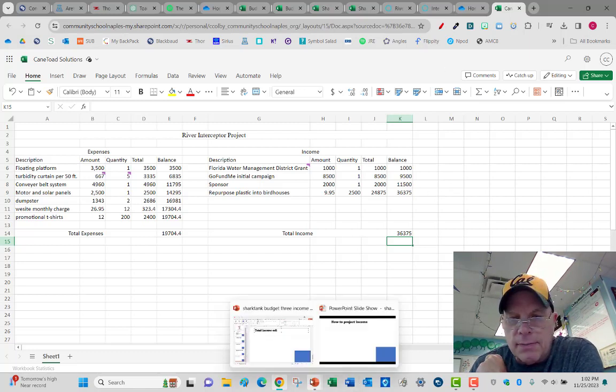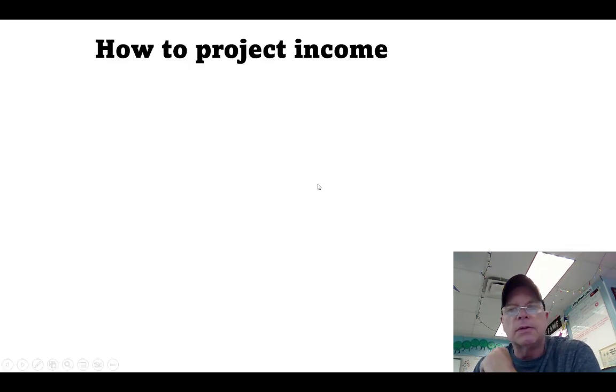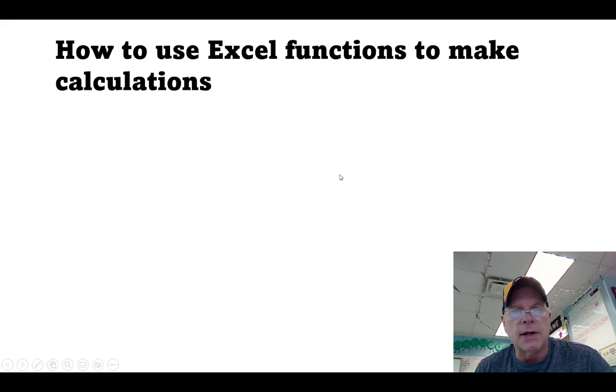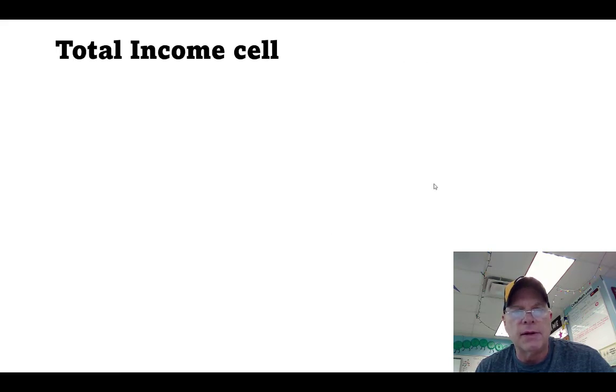Let me go back to make sure we've accomplished all of our goals. We projected income, we entered income, went over Excel functions again briefly, and created the total income cell. Okay, I think at this point we have the expenses and the income, at least a framework for how to enter those in your budget setup and how to set up Excel functions.